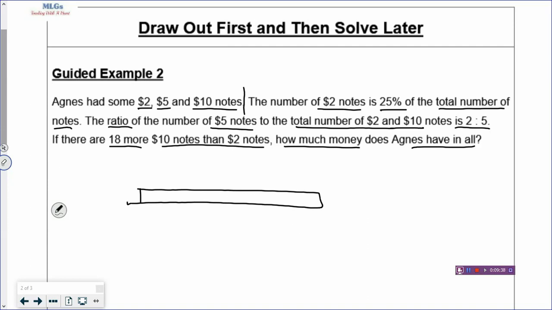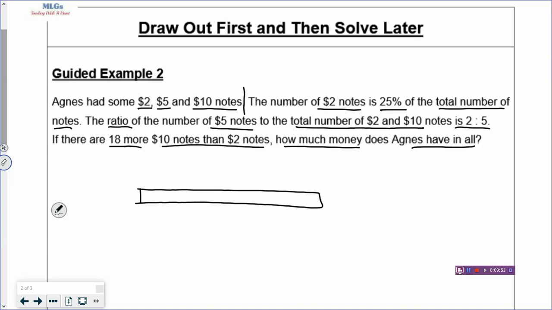Okay, so again, it's a feeling, right? Does it mean that I can't use comparison model to draw? Yes, you can still draw comparison model, but parts whole model will be much easier to draw out the problem. Okay, so it goes by your feeling.